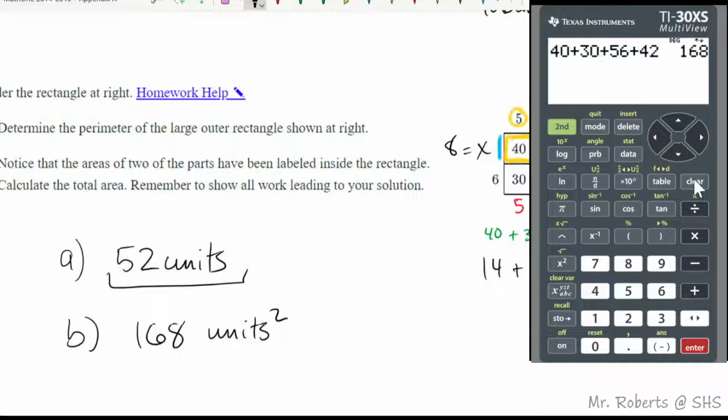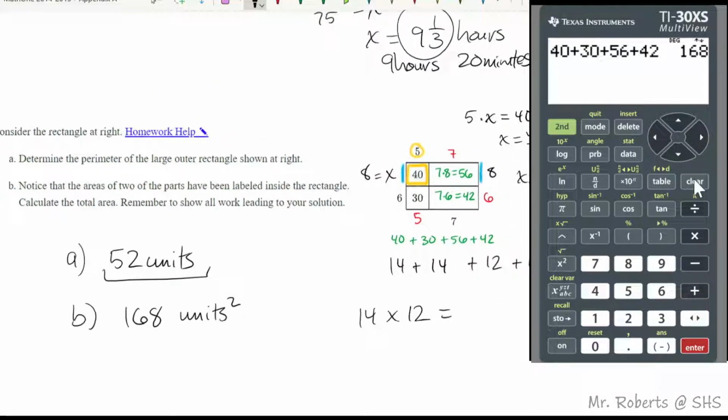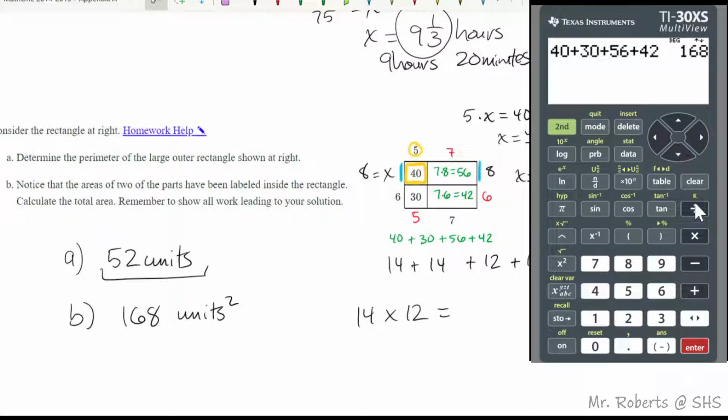Just out of curiosity, I know the height is 14 and the left and right is 12. If I multiply those, I should get 168 also. So I want to satisfy my curiosity, and I'm going to clear the calculator and type 14 times 12. Please be 168. Oh, it is. That's great. So I can do this 2 ways. I can add up all those individual areas, or I can just multiply the 12 times 14 and get the area that way as well.